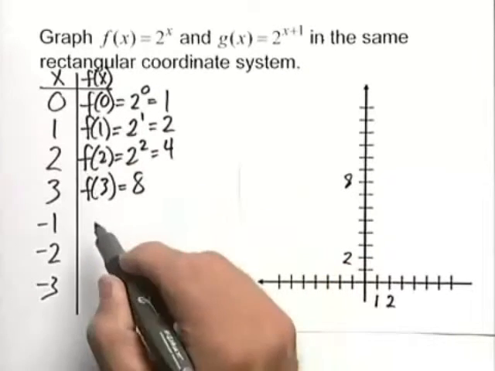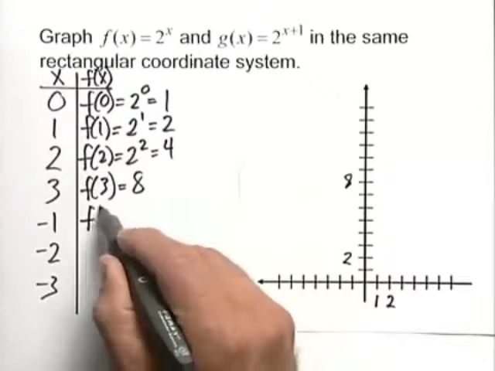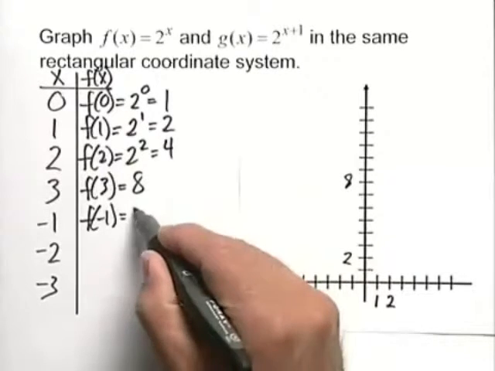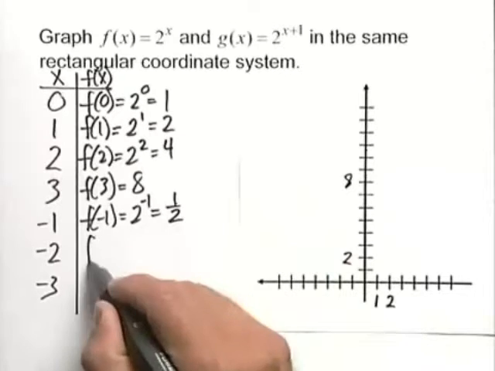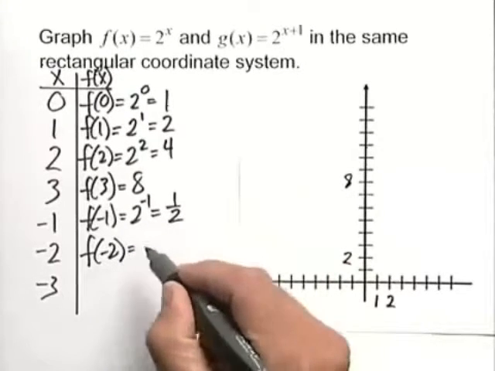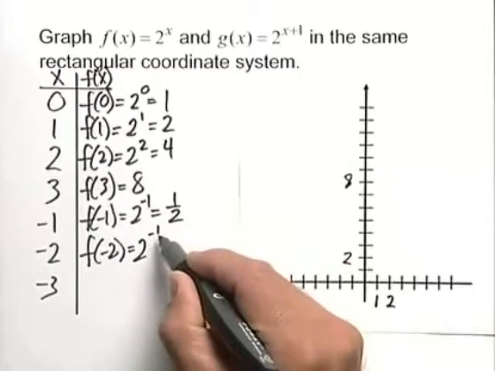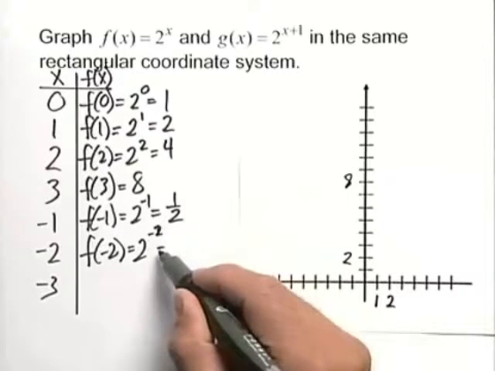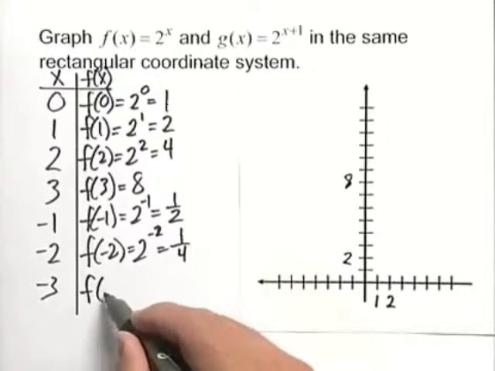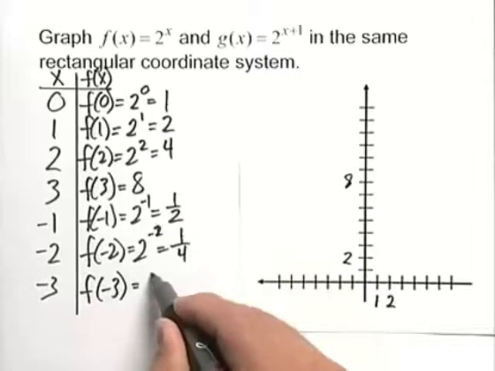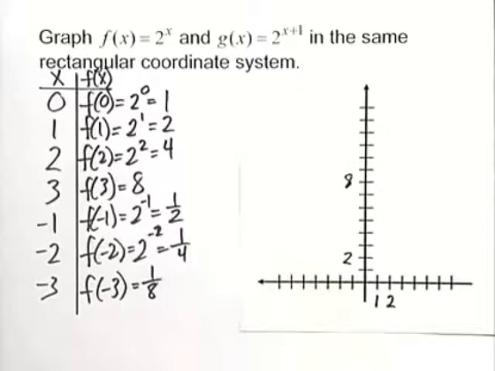Now let's do the negative domain values. f of negative 1 gives us 2 to the negative first, which is 1/2. f of negative 2 is 2 to the negative second power. That will give us a value of 1/4. And similarly, f of negative 3 will give us 1/8. So these are the values we're going to use to graph the exponential function 2 to the x power.